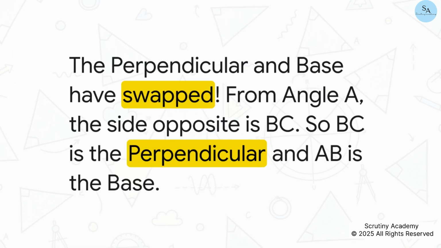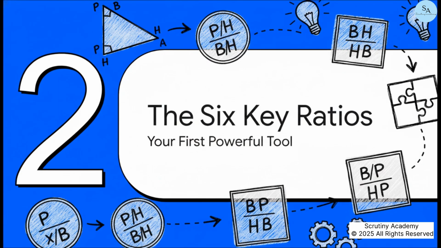Now, from angle A, the side opposite is BC. So BC is the perpendicular, and AB is now the base. The hypotenuse, our rock, didn't move, but P and B did. If you can get this one idea into your head, you have just avoided the number one mistake people make. Seriously.